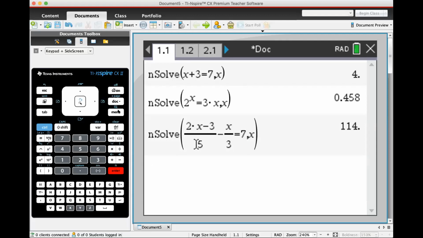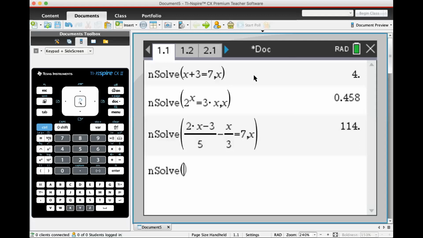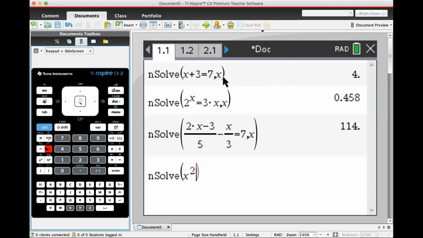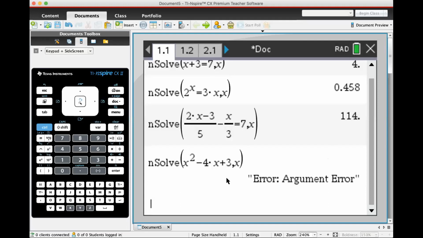What about a quadratic equation? A quadratic equation, let's go to algebra, numerical solve. Okay, x squared minus 4x plus, let's say, 3. Okay, comma x, because that's the syntax. And there's a problem. It says there must be an equation in it. So NSolve is probably not the best way to go about solving anything with a quadratic. NSolve is not the best way to go.